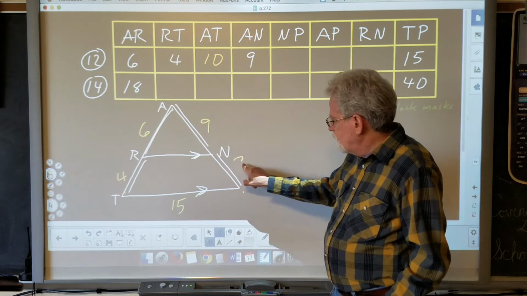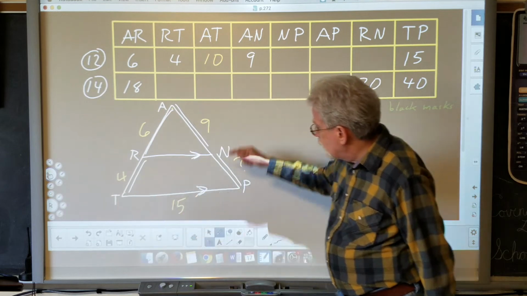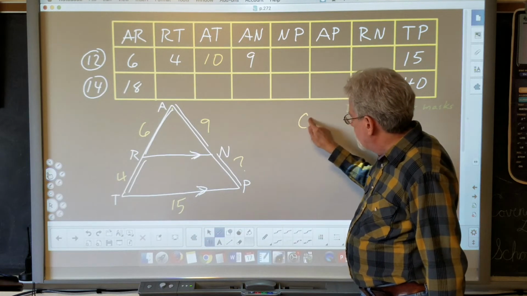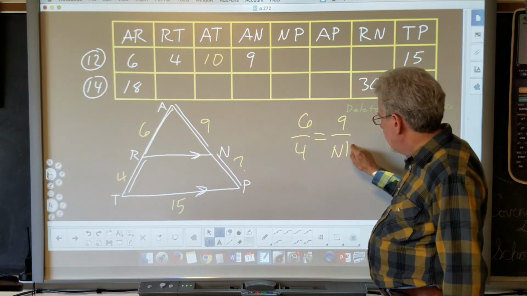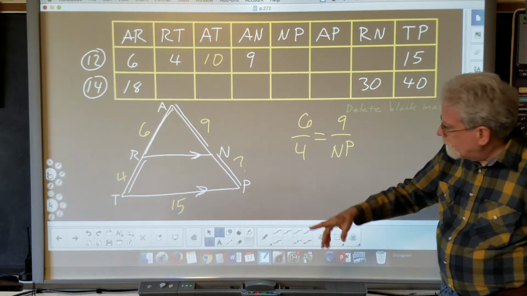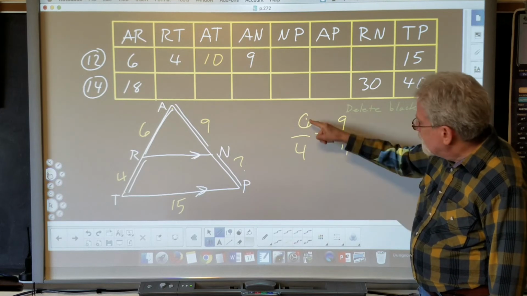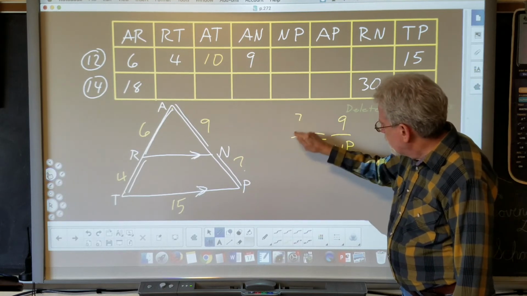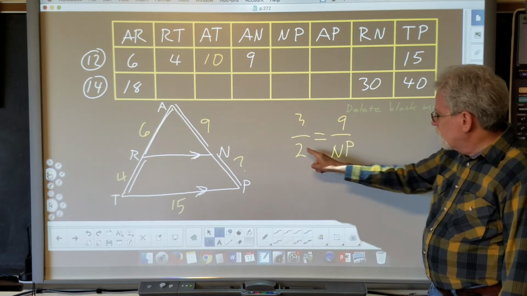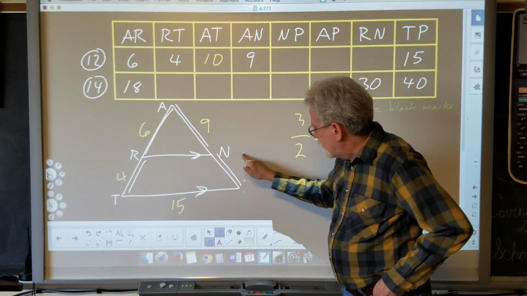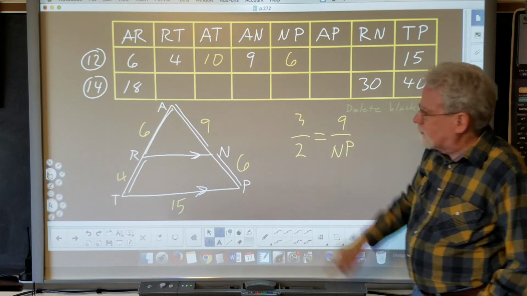Finding NP should be pretty easy, right? It's going to be 6 over 4 equals 9 over NP. Hey, be nice to yourself, reduce the fraction. 6/4 becomes, cut them both in half, 3 halves. Oh, 4th grade method, 3 times 3, 2 times 3. This guy's got to be 6. How about that? NP, where is it? There it is. NP is 6. See, that wasn't hard, was it?